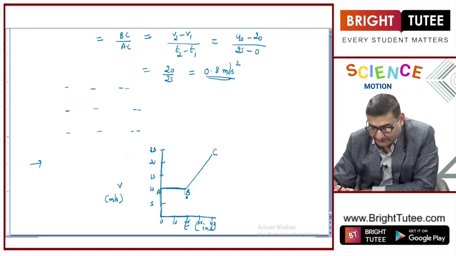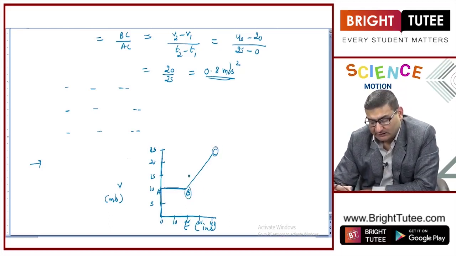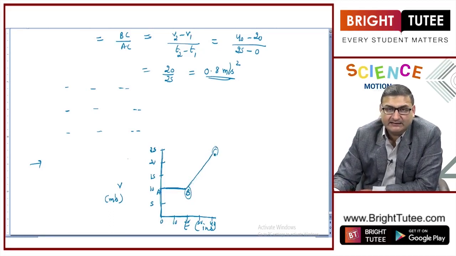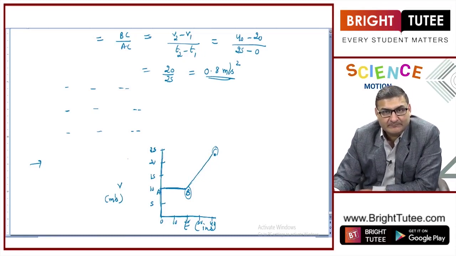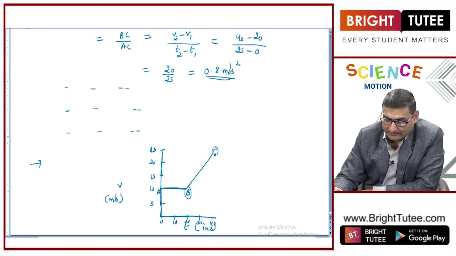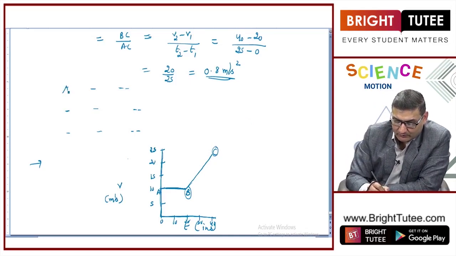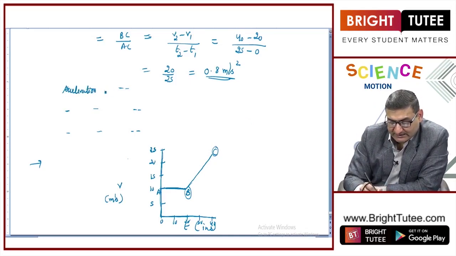Next, from B to C, we saw that now it is going in the upward direction as a straight line. Therefore, we relate that it is an accelerated motion. Again, we are asked to calculate the acceleration. Now, how we are going to calculate the acceleration? We know that acceleration is calculated with the formula slope of line AB.